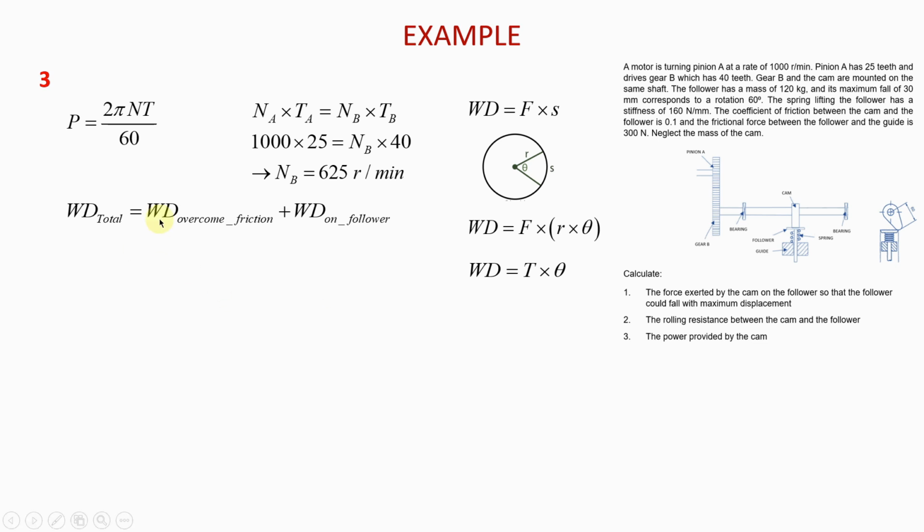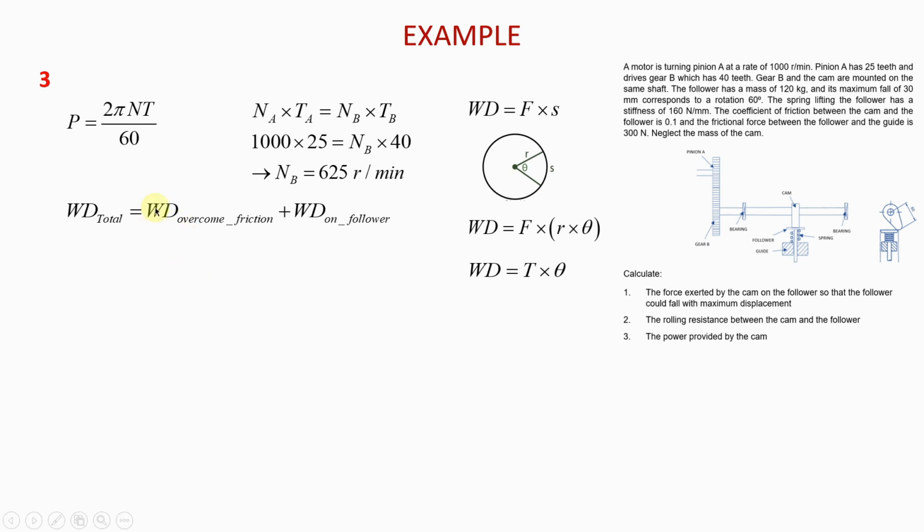And so what is the total work done that we need to find? That work done is the work done to overcome friction plus the work done on the follower. Those are the two main contributions to the work that we need in order to find the torque. So the total work done will be the work done to overcome the friction between the cam and the follower, and then the work done on the actual follower to displace it by 30 millimeters.